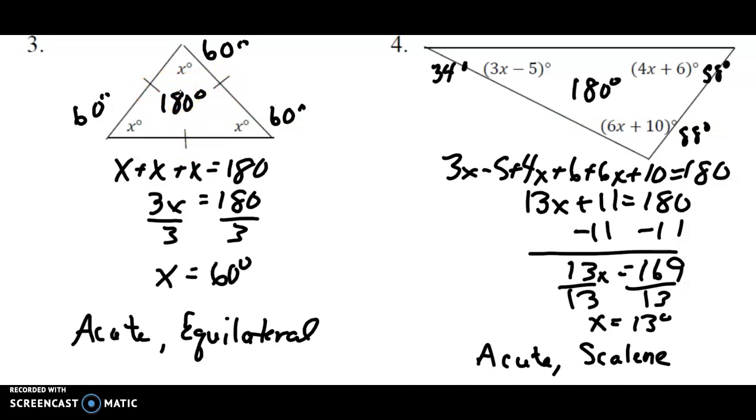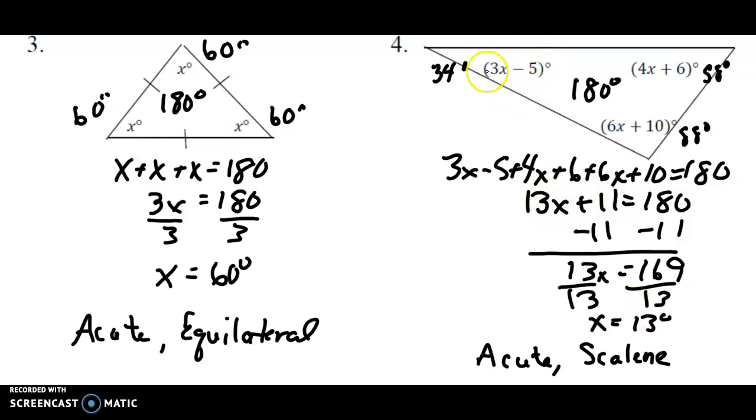Number 4 was the tough one. I hope you guys got this one right because you had a lot of these like terms when you were creating your equation. Remember, 3x and 4x is 7x, and another 6x is 13x. Negative 5 and positive 6 is positive 1. 1 plus 10 is 11, so that's where those two numbers are coming from. And when you solve that, you get x is 13.